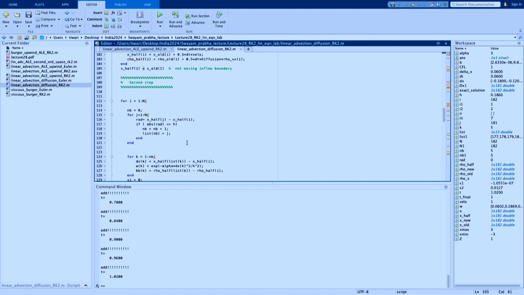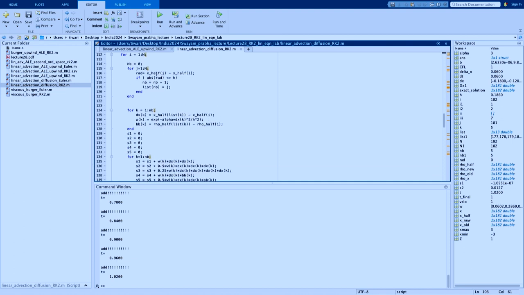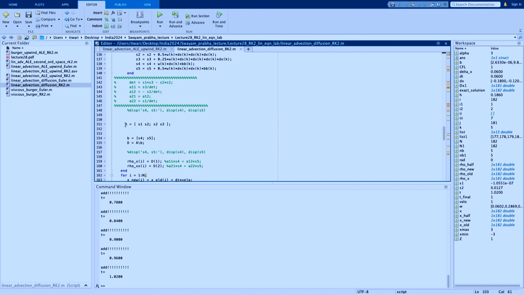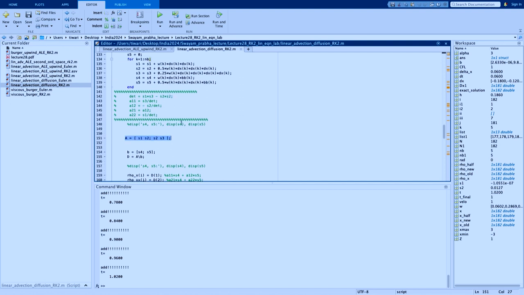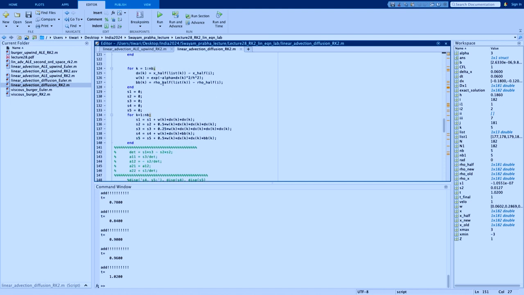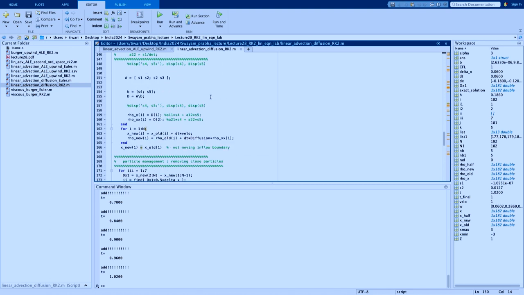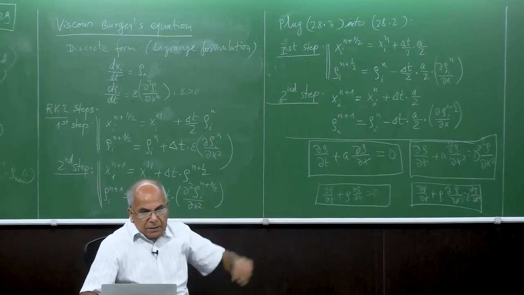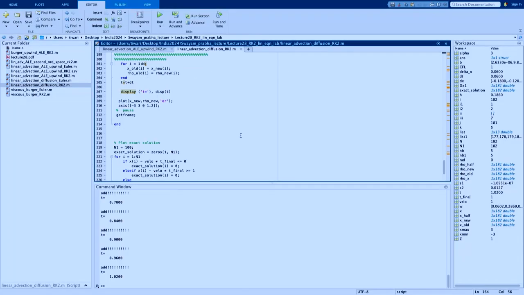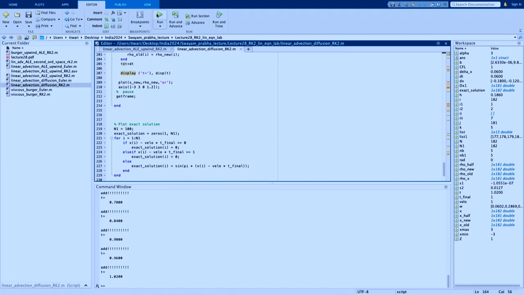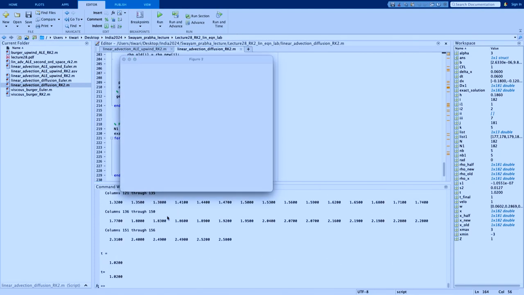Now you come to the second step, which is exactly the same. We have x half, and then again we invert the 2 by 2 matrix in order to get the second order derivative of rho half at x half. And now we update. x new is the same as before, but rho new is rho plus dt times diffusion times rho xx at time level n plus half. So that is the advection diffusion equation. Other parts are the same, so nothing changes. Now let us plug it in.